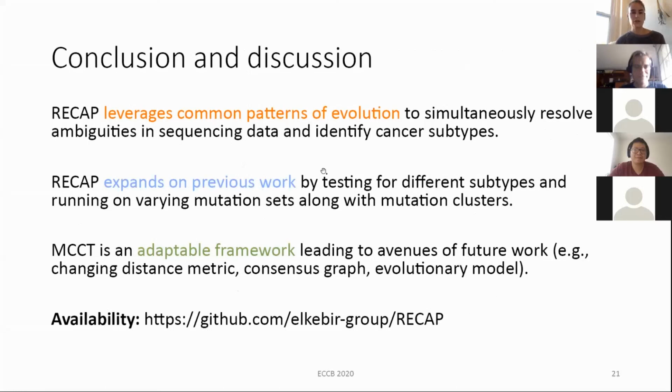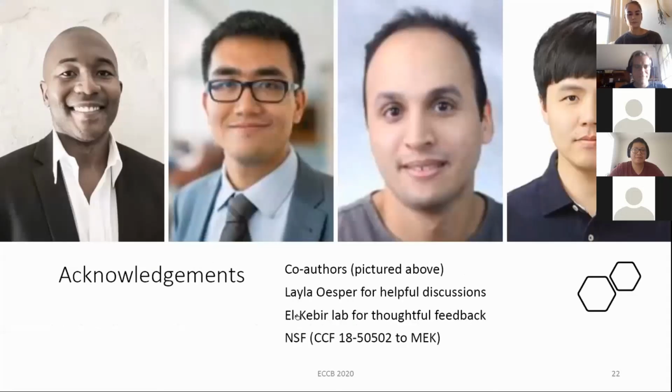And so just in conclusion, I just want to highlight that this is really an adaptable framework, I think. So this is a first step, but I believe we can look further into changing different distance metrics, looking at different ways of thinking about consensus graphs. Do we need to think about consensus as a tree, or are there other types of graphical models that would better represent similarity and shared history, as well as other models? And it's available on GitHub.